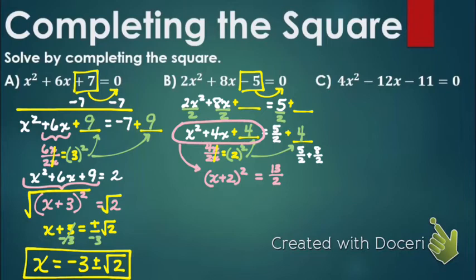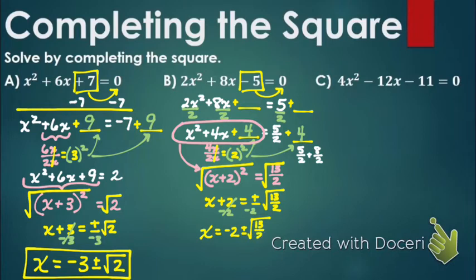What do I need to do? Square root. Square rooting means how many cases? 2 cases. Plus or minus square root of 13 over 2. What do I need to do next? Minus 2 from both sides. And so then I have x equals negative 2 plus or minus radical 13 over 2.